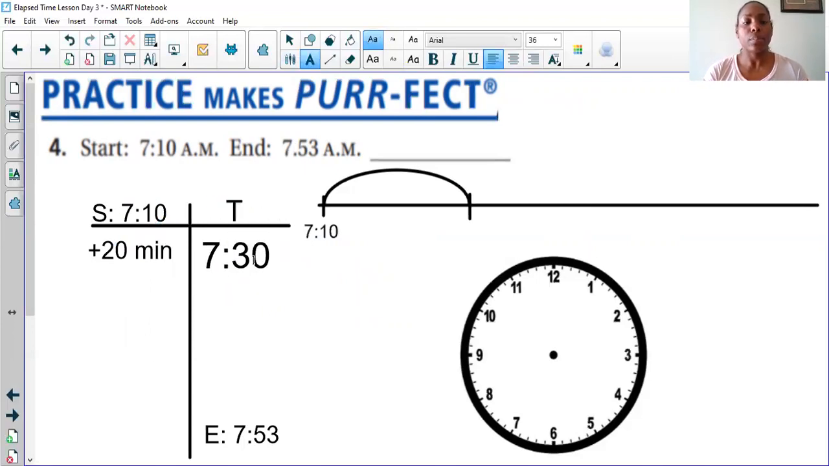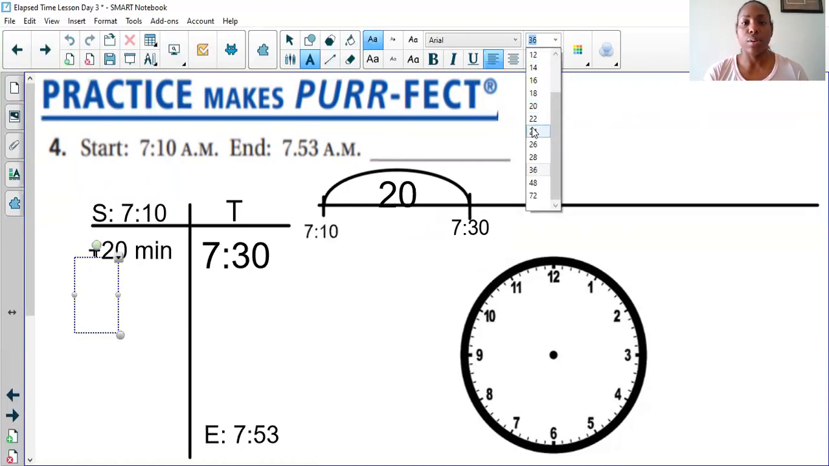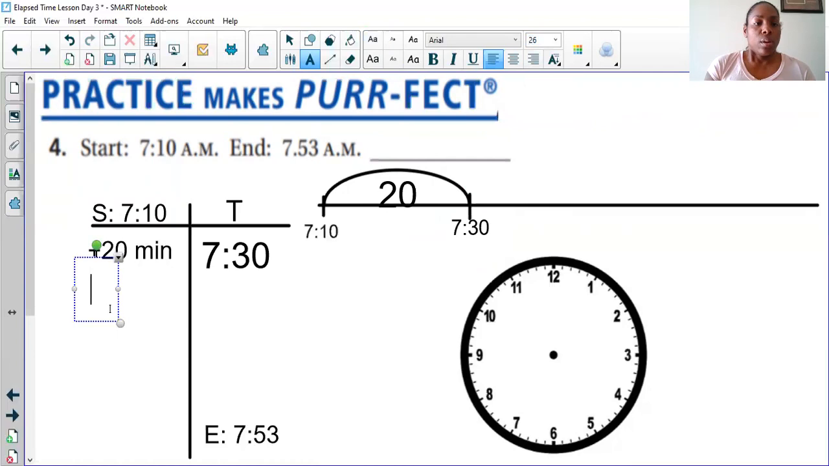Okay. And so right here, this is also going to become 7:30. I just want you to be able to see it visually with the number line. So this means we just took how much? 20 minutes right there. We just did a 20-minute jump. Okay, let's try to do another. I'm going to try for another 20 minutes.